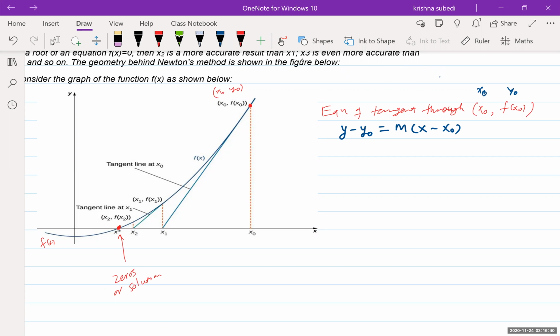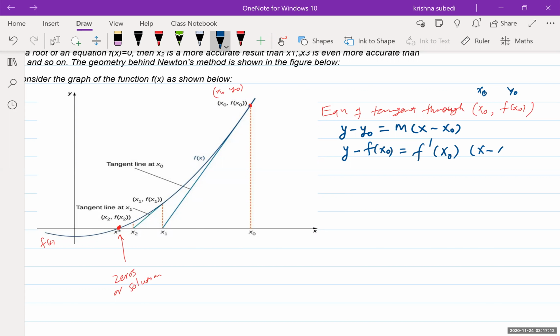Okay, so this is the formula that we already know. So let us substitute the values. y minus y naught, where y naught is f of x naught, equals m, that is the slope of the tangent line. We know that the slope of the tangent line is the derivative. The derivative of this function at the point x naught, y naught will be f prime of x naught. That is my slope.